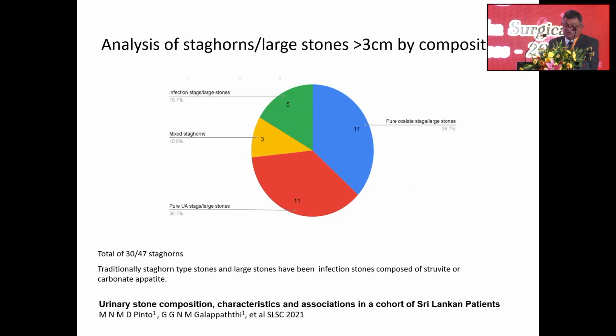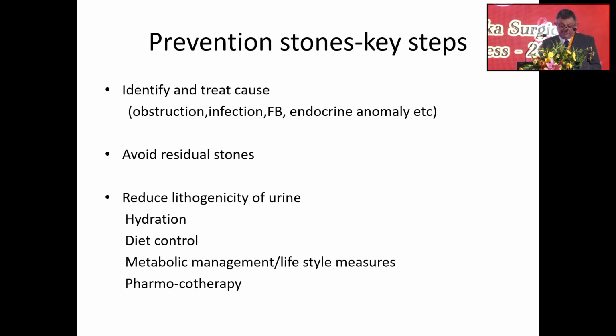And the same goes for staghorns. The traditional thought of staghorns being infection-related is no more. It is certainly not so in Sri Lanka, because the majority of staghorns that we deal with, and this data comes from my unit, 30 staghorns out of 47 operated over a period, were oxalate. Alarmingly, a significant proportion that you see here, in red, are uric acid staghorns, and another proportion are mixed stones. So infection-related stones, fortunately, are rare, because infection-related stones may cause greater renal damage.